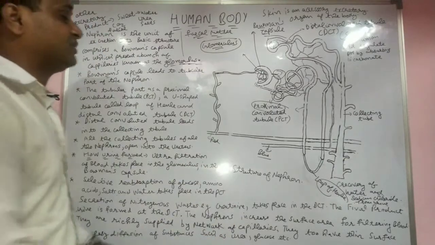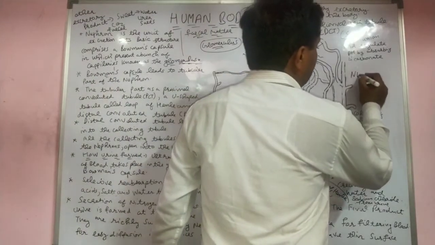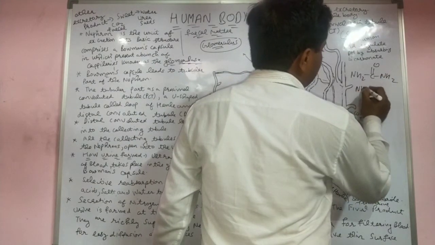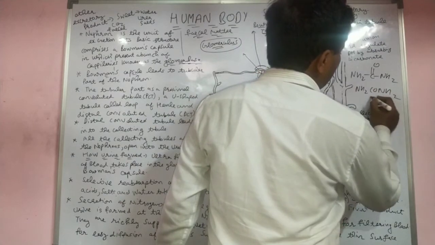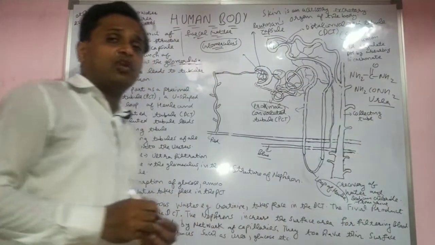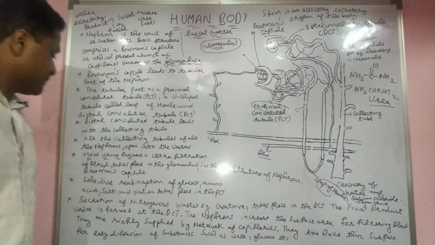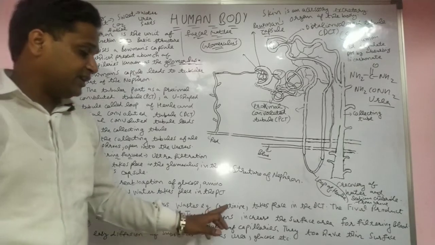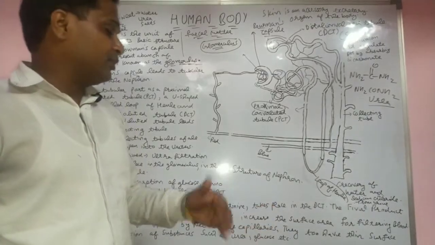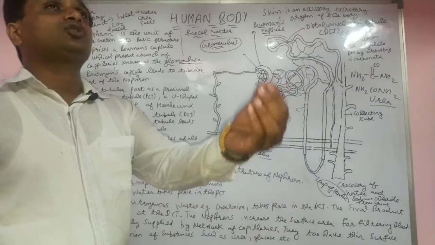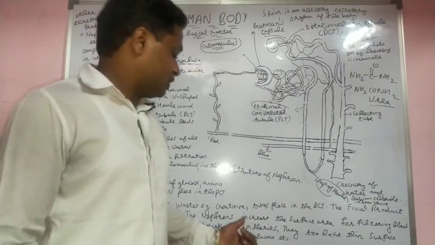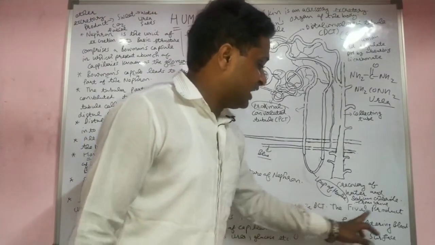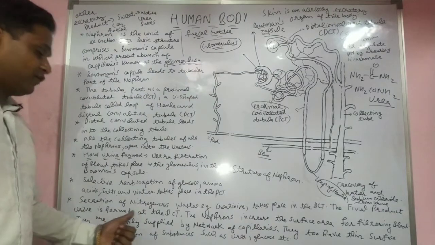Urea is the nitrogen waste. The formula of urea is NH2 C double bond O NH2, that is NH2CONH2. This is the formula of urea. Selective reabsorption and secretion of nitrogen waste, for example creatinine, takes place; extra water, extra salt, and extra amino acids are converted into urea in the DCT, and the final product, urine, is formed at the DCT.